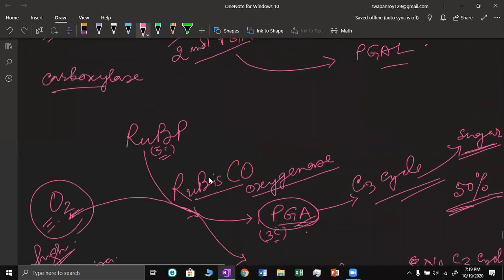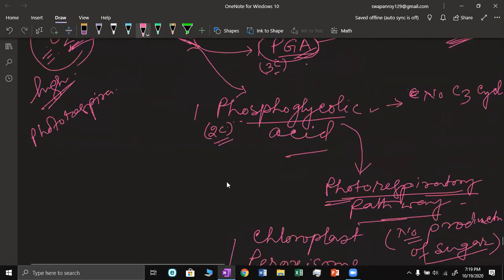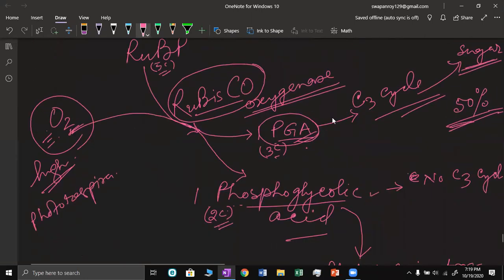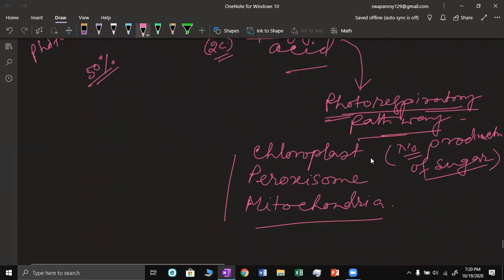So due to this dual nature of the Rubisco enzyme, the rate of photosynthesis is reduced by at least 50%. And in this process, the absorption of oxygen takes place in the chloroplast, because this enzyme is present in the chloroplast. So oxygen is absorbed, and when the pathway moves from one cell organelle to another, there is a release of carbon dioxide.